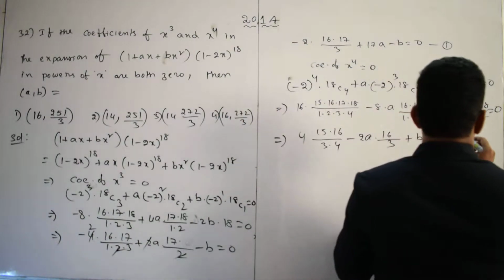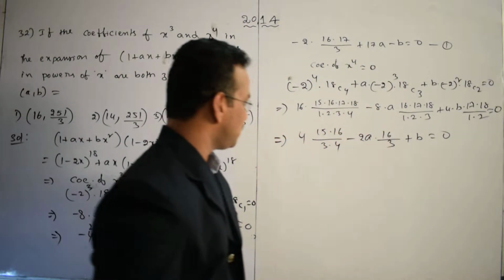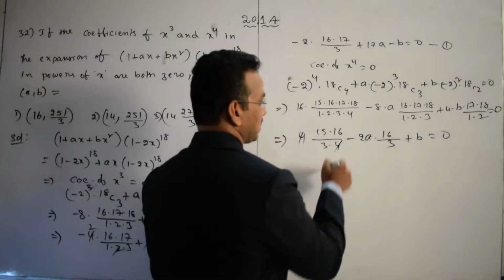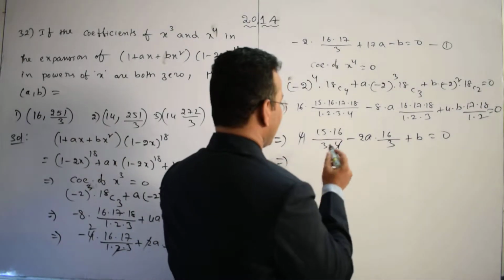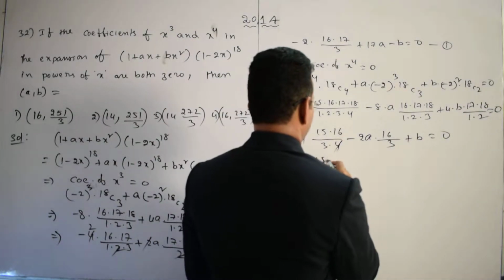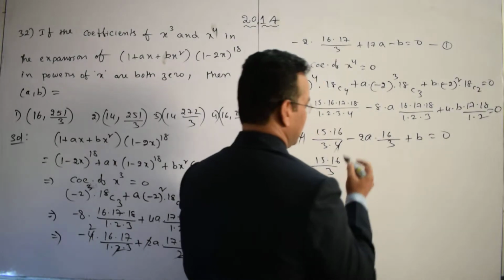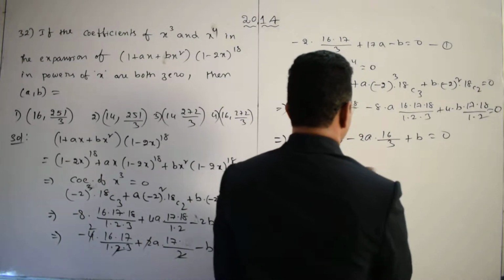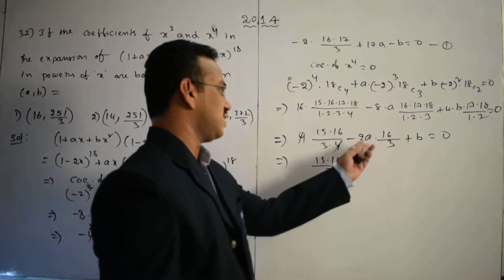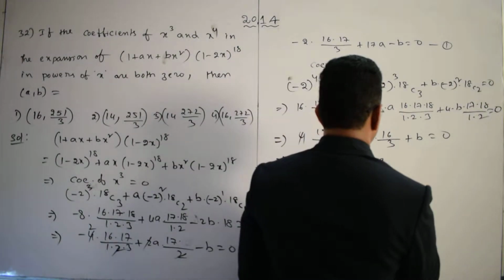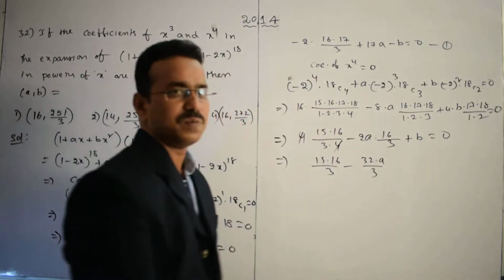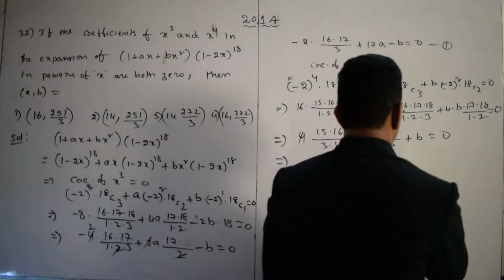This is equation 2. Is there any cancellations? Let me check once again. 4 gets cancelled here. Finally you can write 15 into 16 by 3. Next, any cancellation here? No. See, you can write 32 by 3. 32 into a by 3. 2 into 16, 32 by 3. Next, plus b equals to 0.